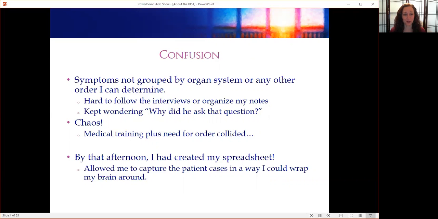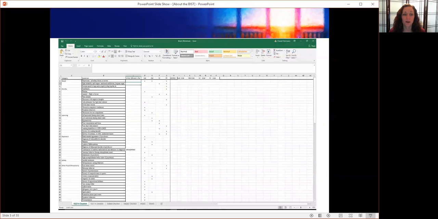And so my medical training and my need for order collided. And by the afternoon, I had created myself a little spreadsheet to help me organize my brain and help me be able to organize these cases and capture the data that I needed in a way that I could wrap my brain around and actually learn something from. So here's a screenshot of this. It's actually half of the original spreadsheet from my very first training. So a lot of these questions have been updated and changed since then, but this is the general gist.